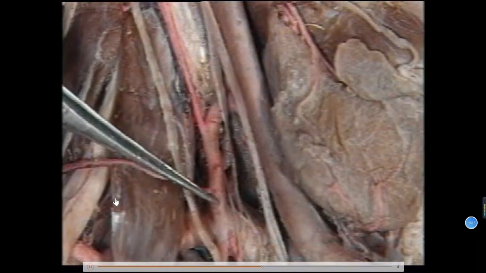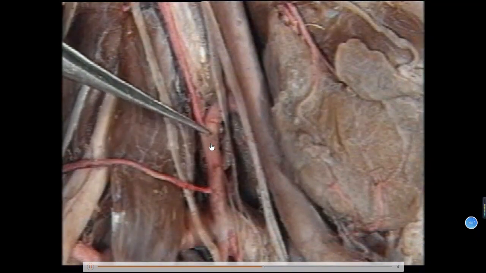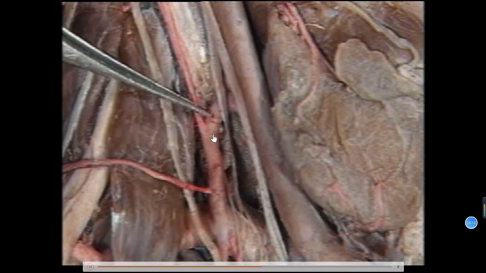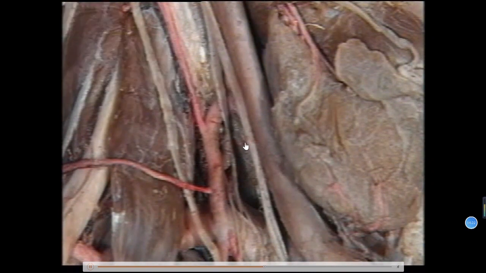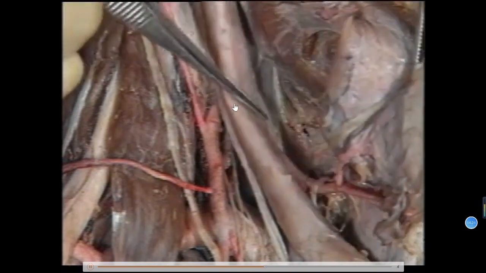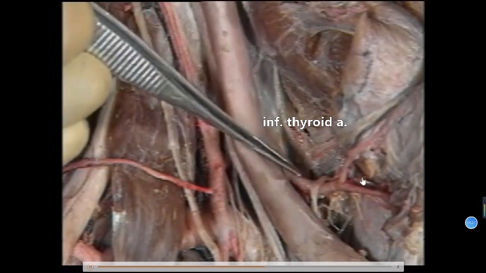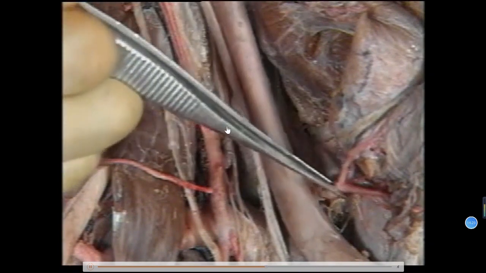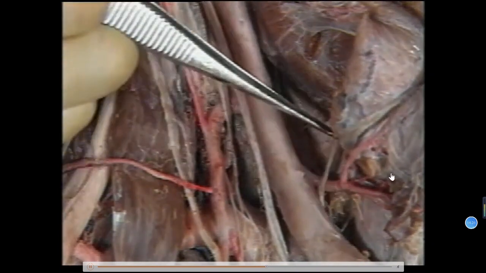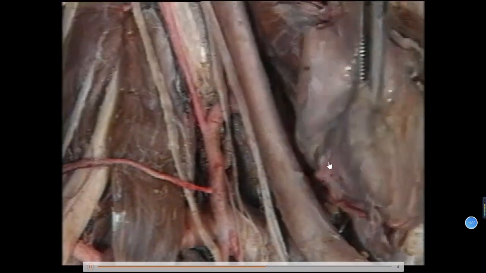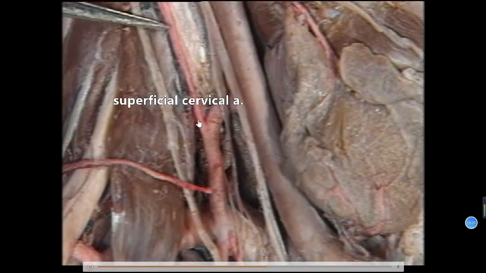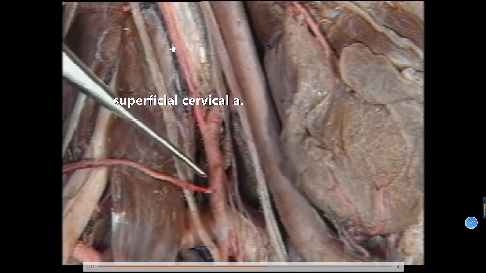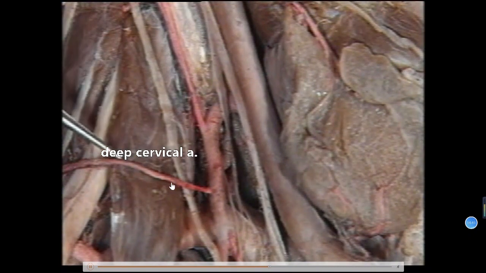Suprascapular artery. The thyrocervical trunk. Some branches, this is a large branch going to the thyroid gland. Inferior thyroid artery from this trunk. The inferior thyroid artery passes across the recurrent laryngeal nerve. And the other branches, this is the superficial cervical artery, and the deep cervical artery from this trunk.